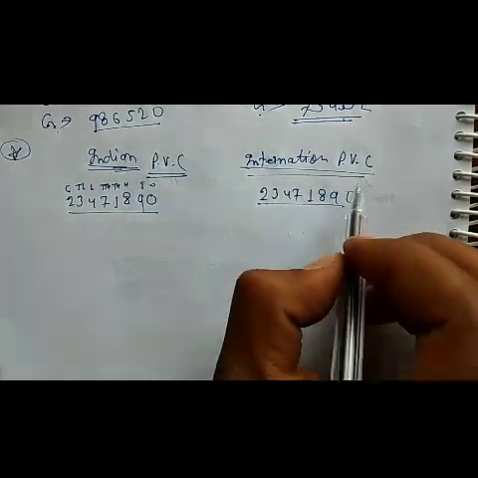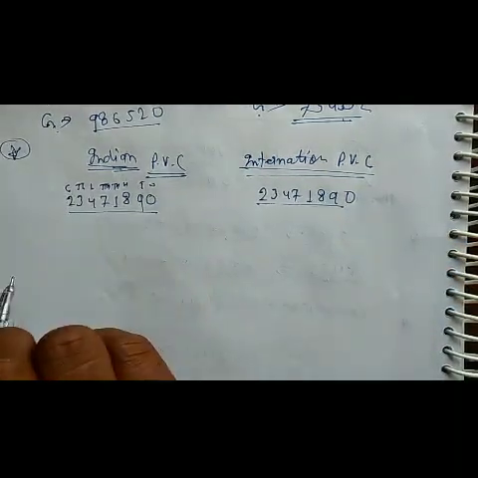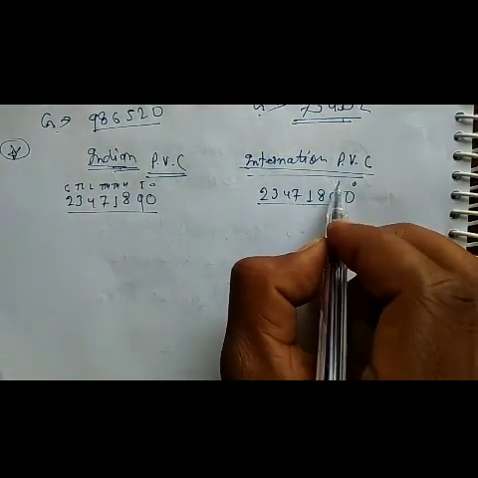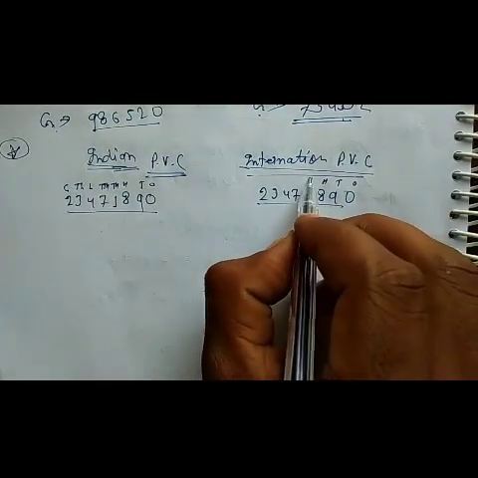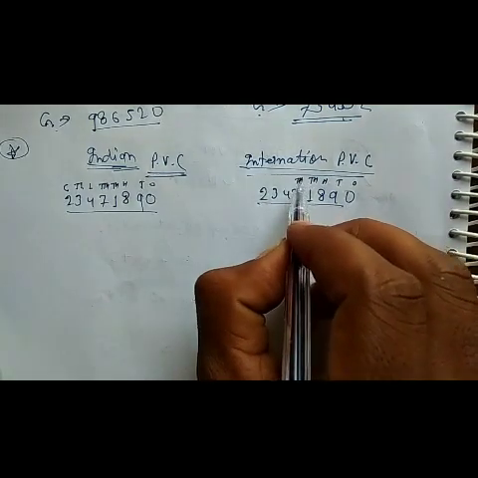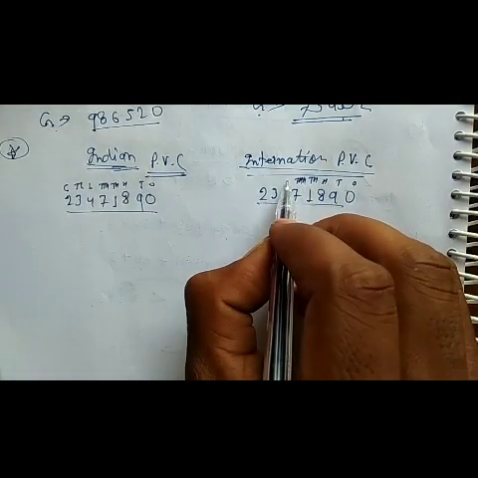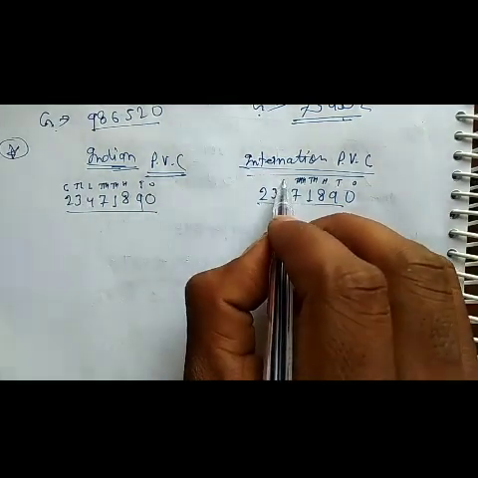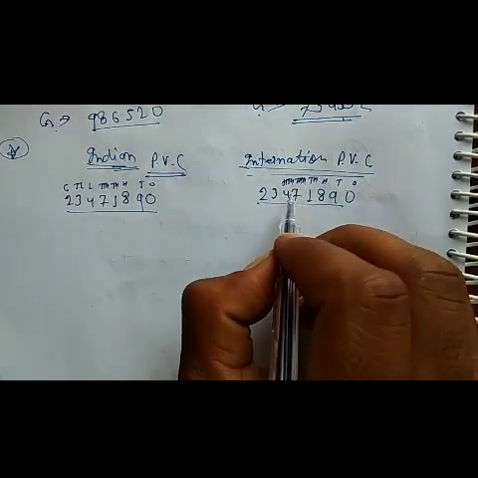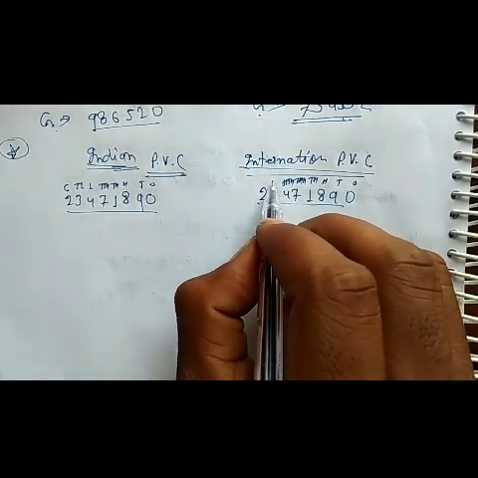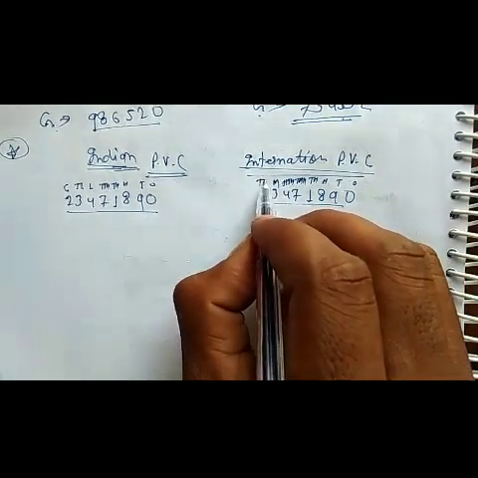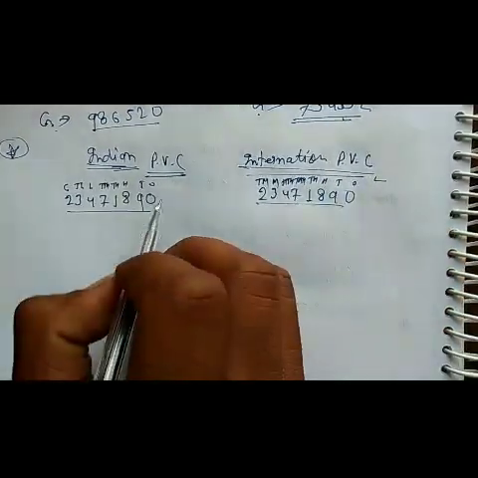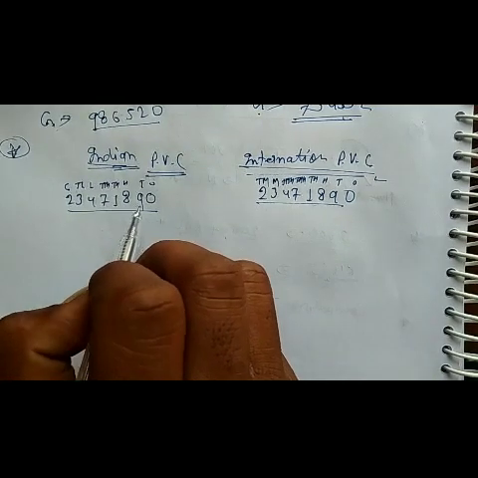But in the international place value system, there is no lakh, 10 lakh, or crore. There are million, billion, 10 million, and 10 billion. Ones, tens, hundreds, thousands, 10,000s, and then in place of lakh, in the international place value system, there is 100,000. After 100,000 come million and 10 million. This is the international place value system to read the numbers, and that was the Indian place value system.